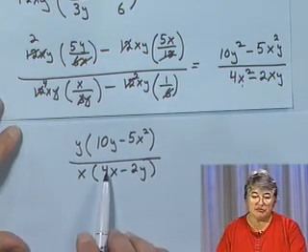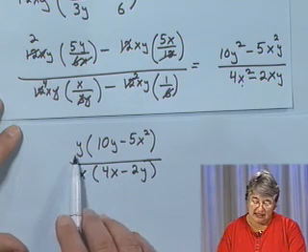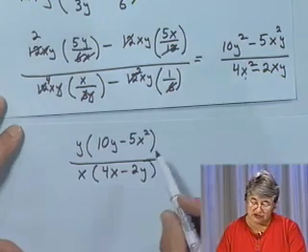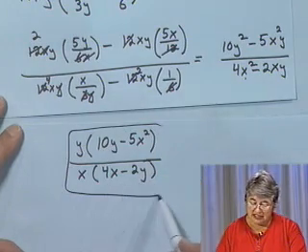So the original problem then simplifies to this, and the factoring in this case didn't help to simplify any further. And so the answer to the problem is this quantity right here.